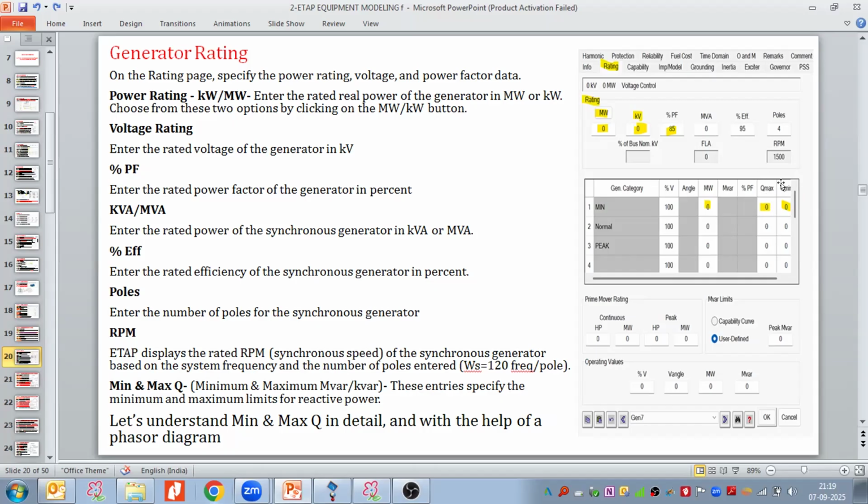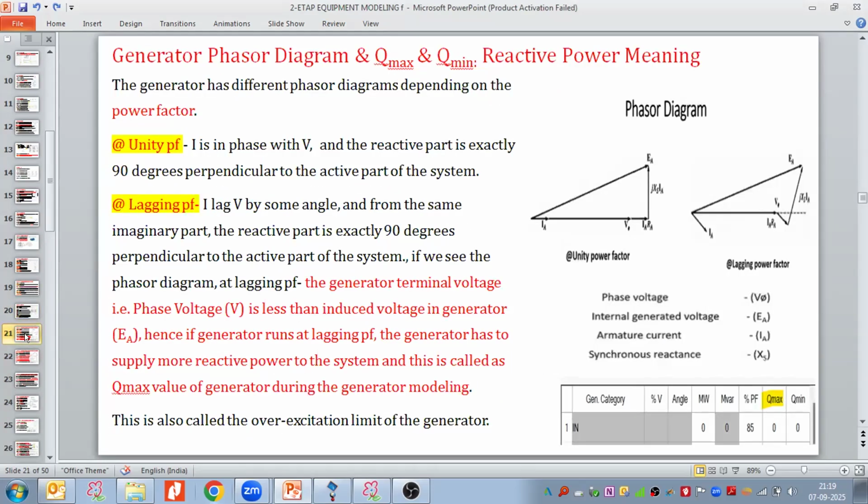So before coming to this minimum reactive power, let us see the basic concept. As per the capability curve, this value we will get. But if in case we do not have the capability curve, how to proceed with the ETAP simulations, ETAP modeling? But yeah, you are correct, as per the capability curve, we have to mention it over here. But in case we do not have it, then how to put this value? So let us understand the phasor diagram of the system.